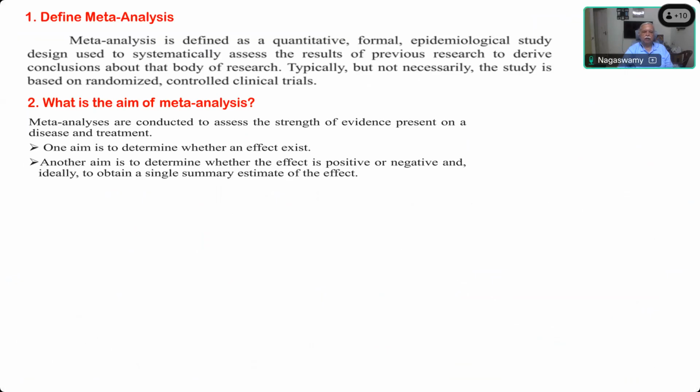One aim is to determine whether an effect exists at all or not. Another aim is to determine whether the effect is positive or negative, and ideally to obtain a single summary estimate of the effect.